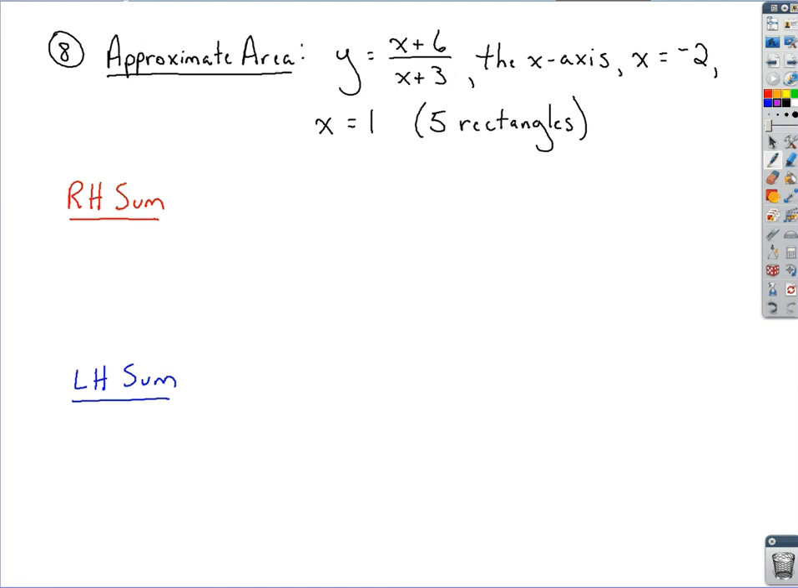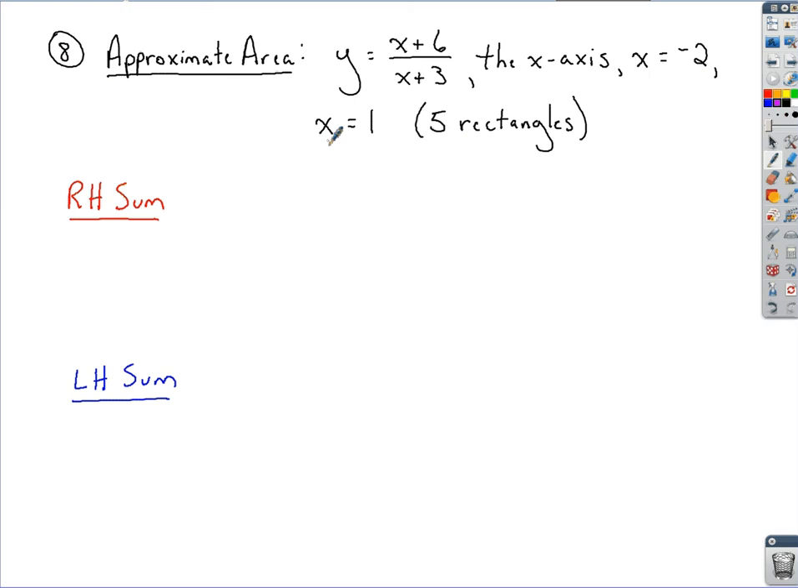Here we've got an example of a problem where we're given a function and we want to find the approximate area beneath the function's curve, above the x-axis, and on the interval from x equals -2 to x equals 1. In approximating this area, we're going to use rectangles. In fact, we're going to use 5 of them.